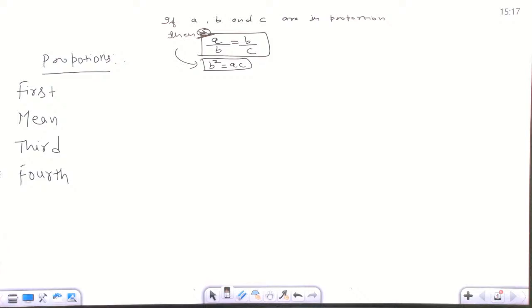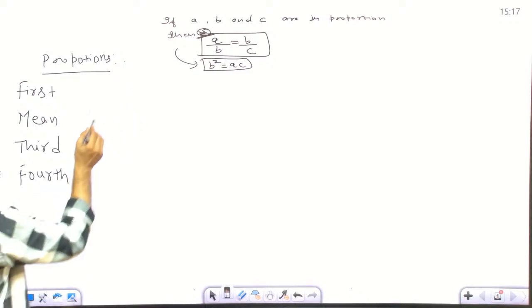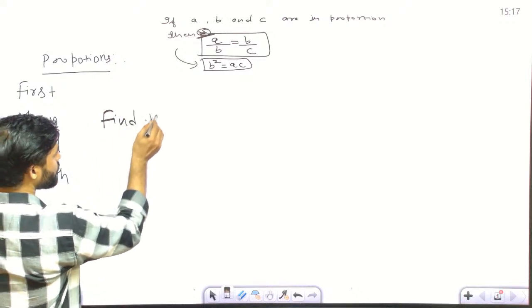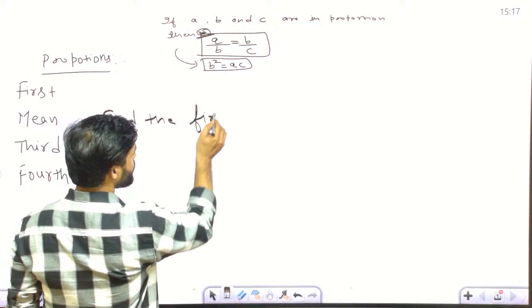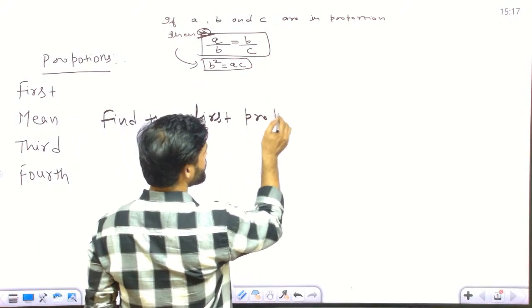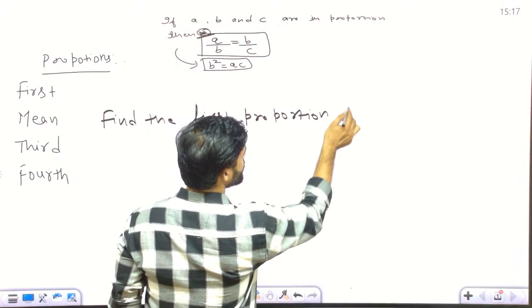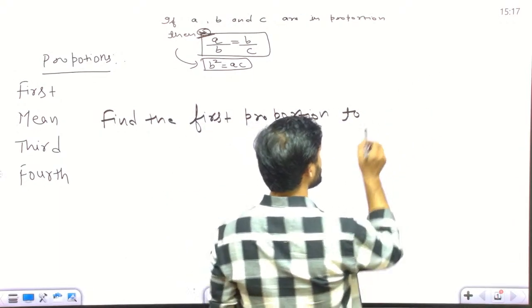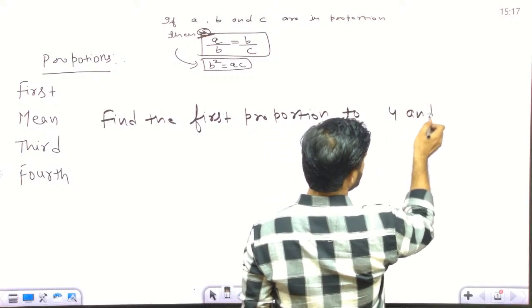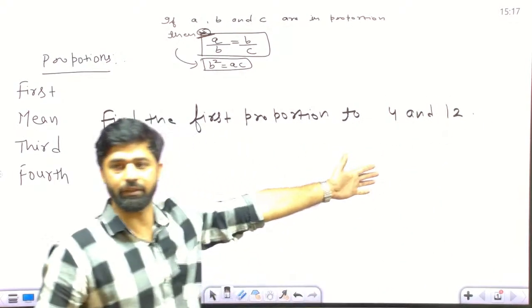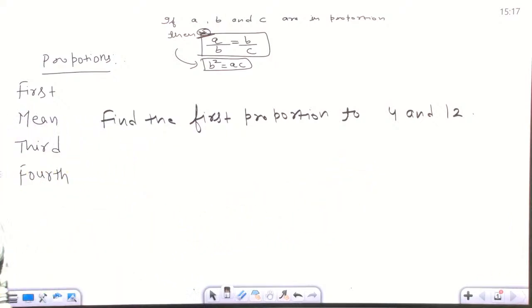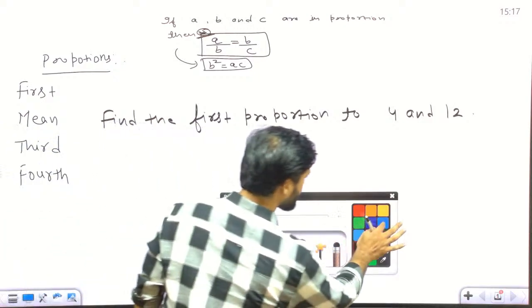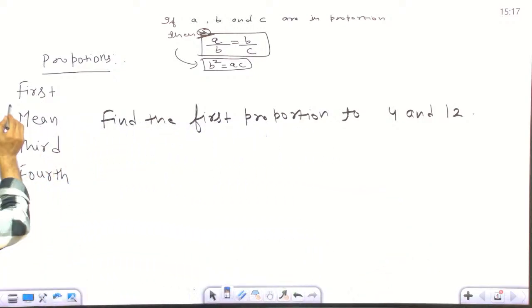Okay, the thing is that if we ask for the first proportion, the question will be like: find the first proportion to 4 and 12. He is asking for the first proportion to 4 and 12. So you have to be very clear about the position. He is asking for the first proportion.